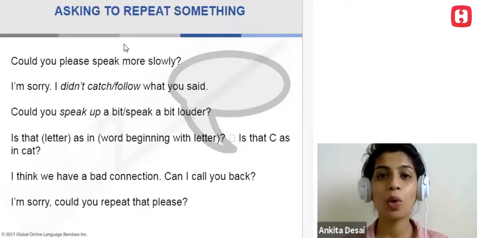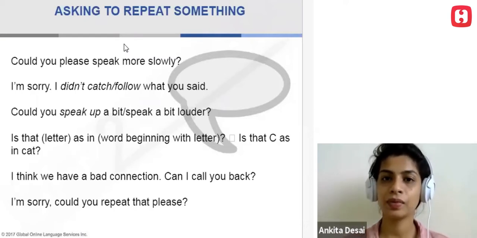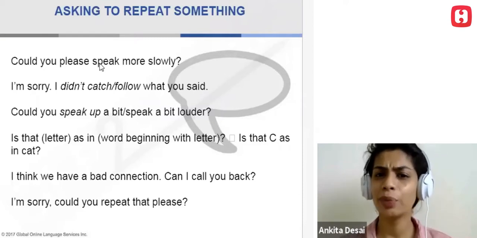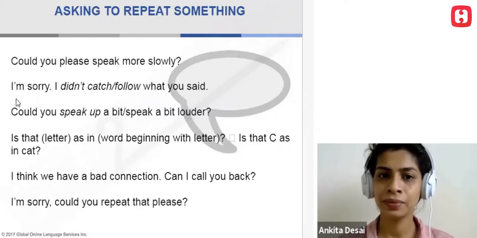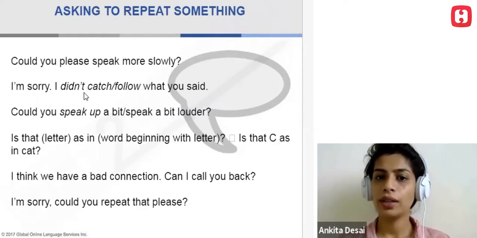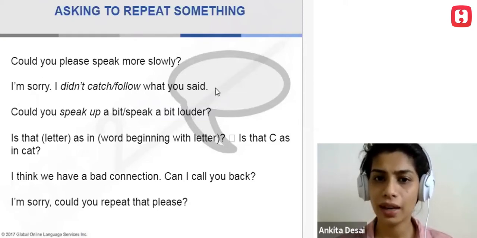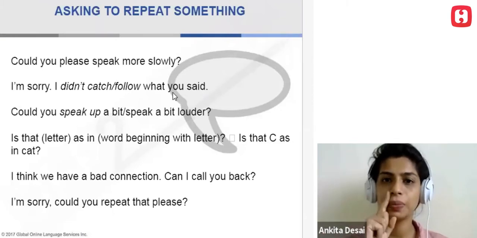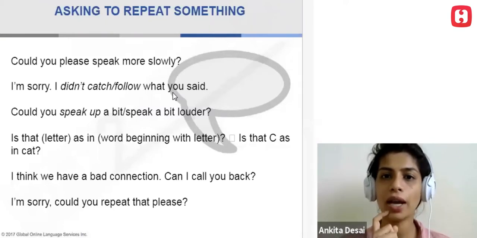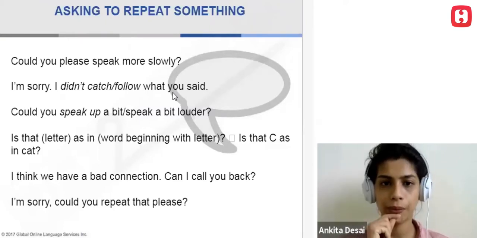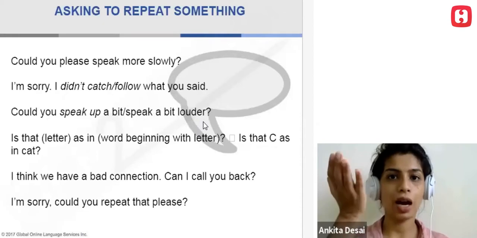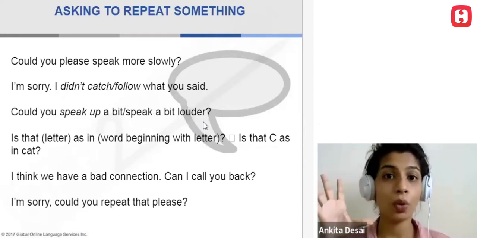Could you please speak more slowly? So if the person spoke too fast, you can say, could you speak more slowly? Next, I'm sorry, I didn't catch what you said, or I didn't follow what you said. Could you speak up a bit? Or could you speak a bit louder?